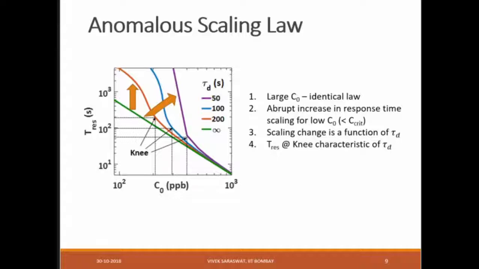And an interesting feature we directly derive from this curve is the knee in the curve, where we see the change in the scaling law. The response time at that knee is very highly correlated to the tau d itself. So if there is an unknown gas whose decay constant is not known, we can perform a response time versus ambient concentration study over that gas, and the scaling law change will help us determine the decay constant or the lifetime of that particular gas.